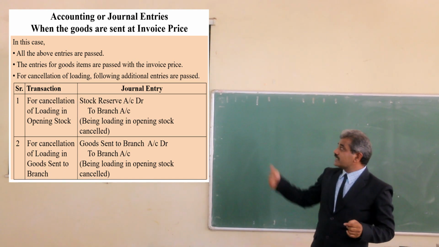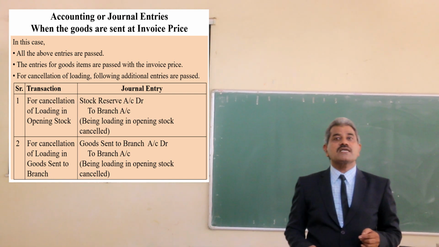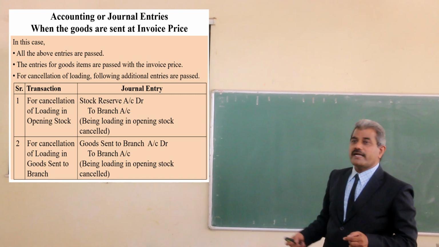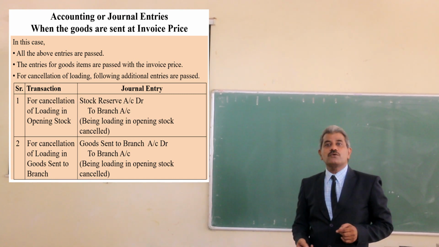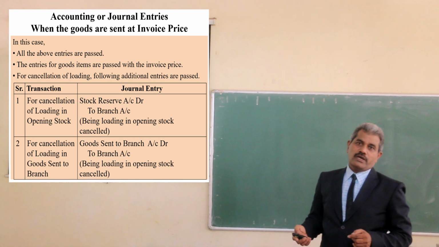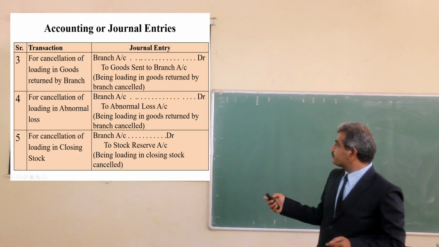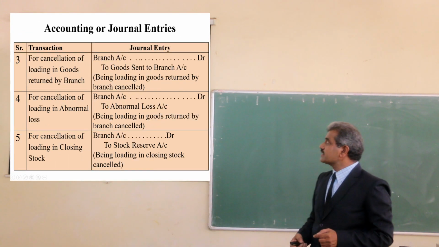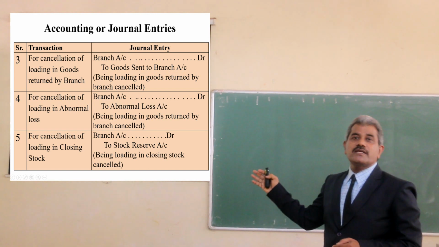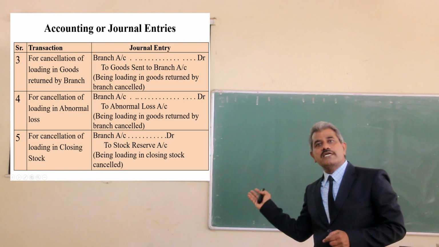For cancellation of loading in the opening stock, entry is passed as stock reserve account debit to branch account. For cancellation of loading in goods sent, entry is goods sent to branch account debit to branch. Then for cancellation of loading in goods returned by branch, entry is branch account debit to goods sent to branch account.